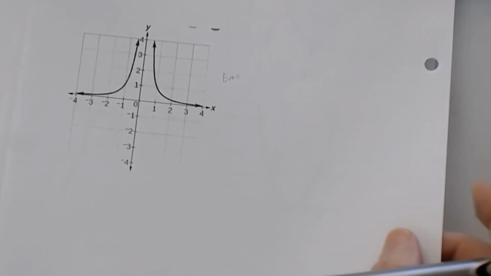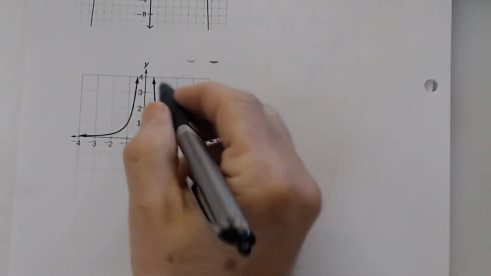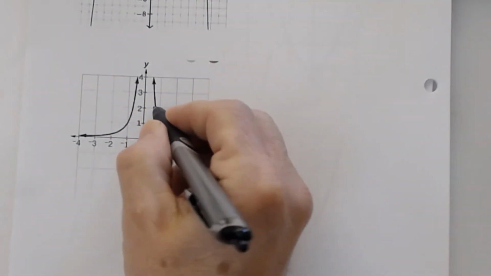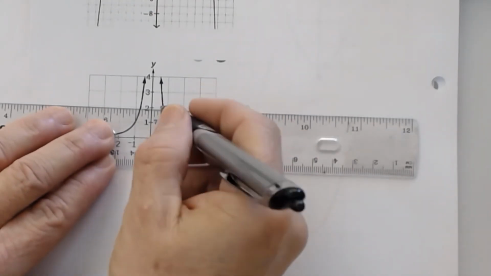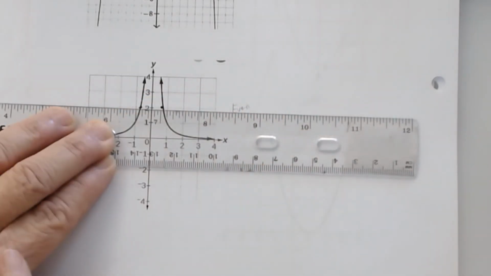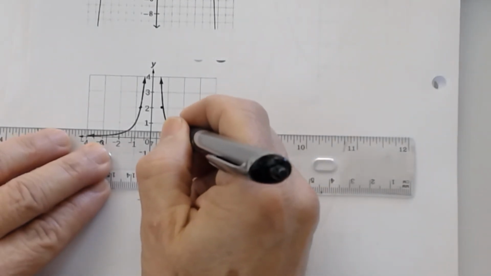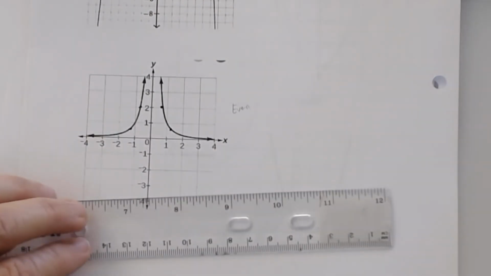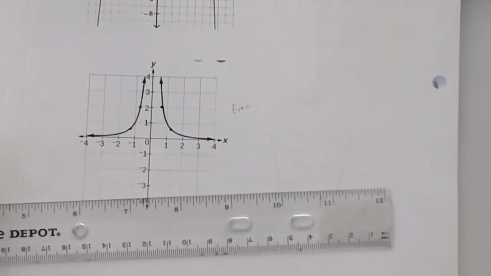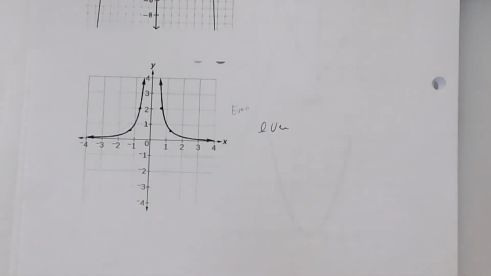And then here, is that even, odd, or neither? That's even, right? So if I take this point here, reflected about the y-axis, I get that point here. If I take this point here, reflected by the y-axis, I get that point here. Okay? All right, so that's even as well. Okay, was that all of them? Okay.